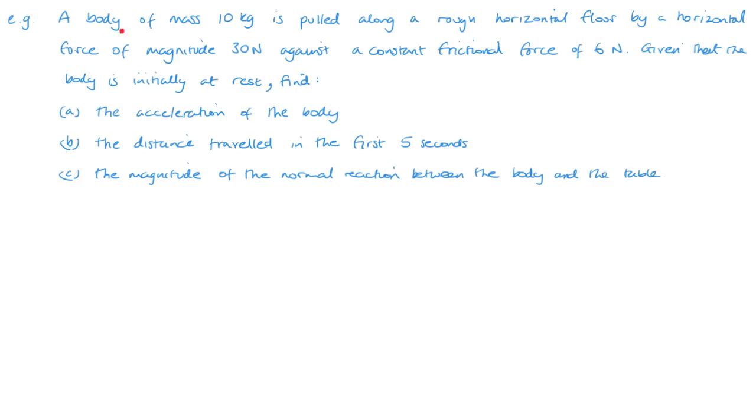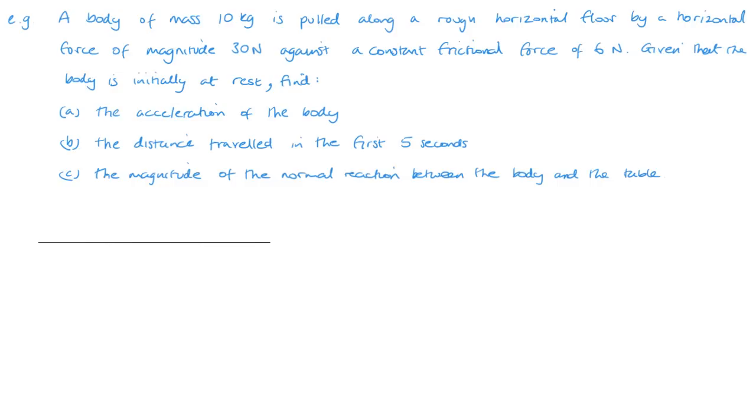So I've got a body of mass 10 kilograms pulled along a rough horizontal floor by a horizontal force of magnitude 30 newtons against a constant frictional force of 6 newtons. Given that the body is initially at rest, find the acceleration of the body, and the distance. Right, so first things first, let's just draw a sketch of what is happening.